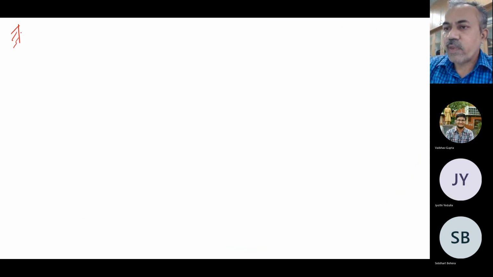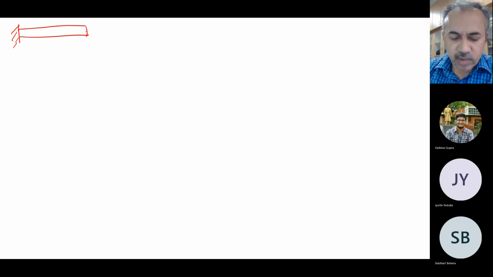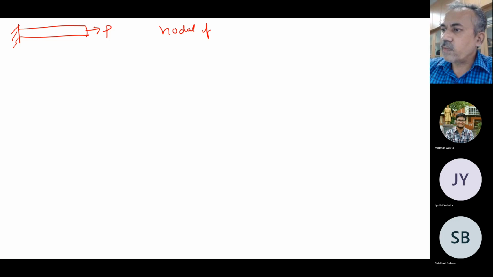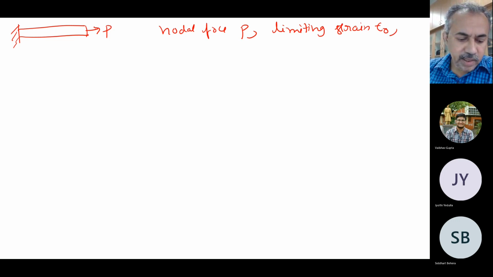Okay. So now let us see quickly the same axially loaded bar problem itself, the same problem whatever we have discussed previously also. So now let us say it is in finite element, a single element. So now the nodal force is P. Okay, so the nodal force, that is P, then the limiting strain is epsilon naught, and then the Young's modulus.